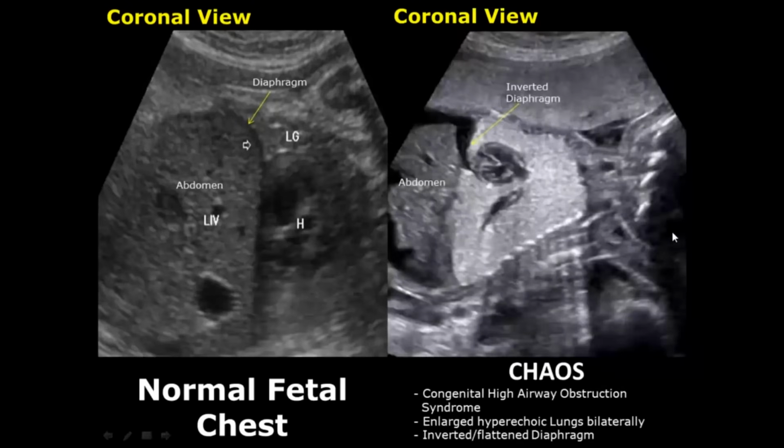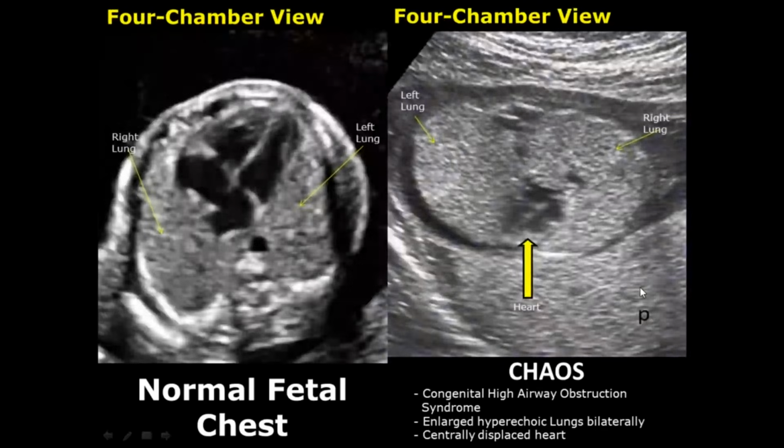CHAOS stands for Congenital High Airway Obstruction Syndrome. In this we will have both the lungs enlarged and hyperechoic, which will cause inversion or flattening of the diaphragm. Here you can see the diaphragm is inverted because the lungs are enlarged. Here we have a four-chamber view. The lungs are enlarged bilaterally and they have displaced the heart towards the center of the thorax.